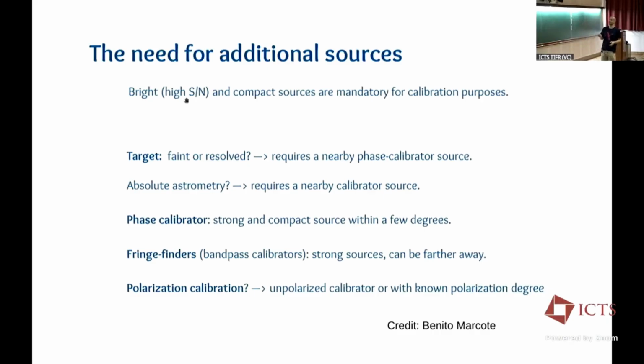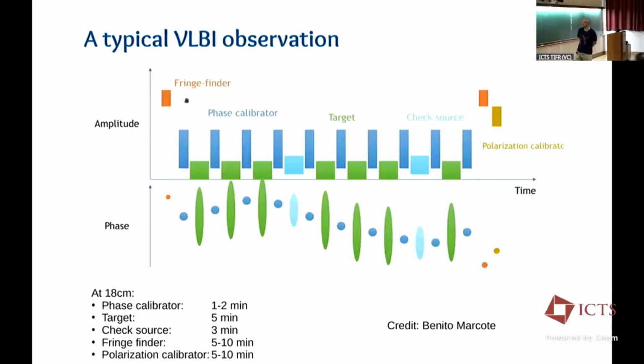Then we have something that is called a fringe finder. It's a bright source. It's also a bandpass calibrator. We want to have something that is a flat spectrum source. And of course, if we want to do polarization observations, we want to observe a polarization calibrator. Ideally, it's non-polarized, but of course, you can also use something where you know the polarization state. If you know to what degree it's linearly or circularly polarized, you can then calibrate your data to look the same. Now, a typical VLBI observation is sort of set up like this.